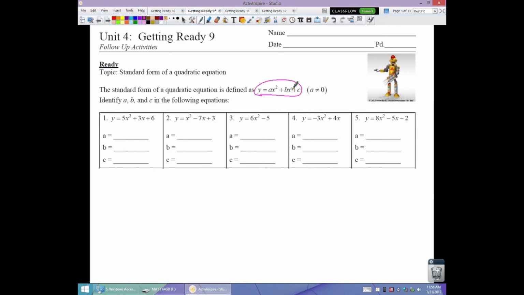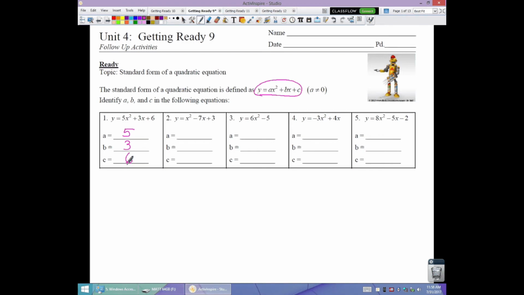So in number one, it is nice, neat, standard form. We have all three, a, b, and c. We can see numbers for all of them. So coefficient of x squared is 5. Coefficient of x term is 3, and the constant 6.